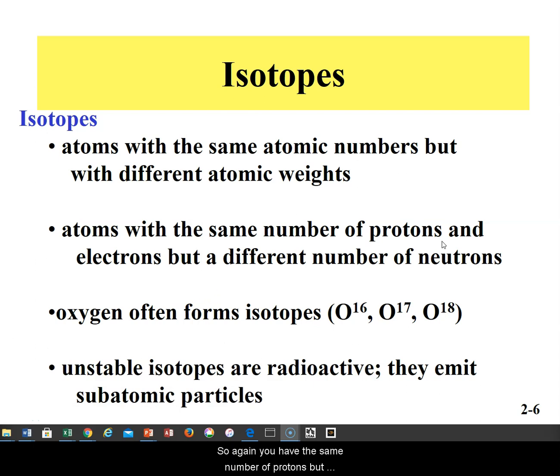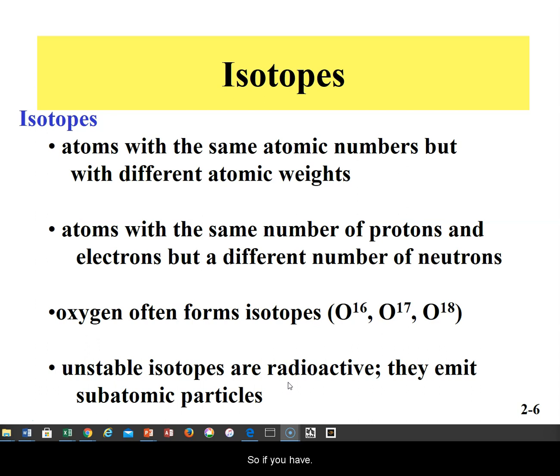So again, you have the same number of protons but a different number of neutrons. Unstable isotopes are radioactive. They emit subatomic particles, like uranium, plutonium, those radioactive elements. Over thousands of years, those radioactive elements could decay enough to become a different element, a different type of atom. But under normal circumstances, this doesn't happen. You would have to have extreme energy, fission or fusion, for that to happen.